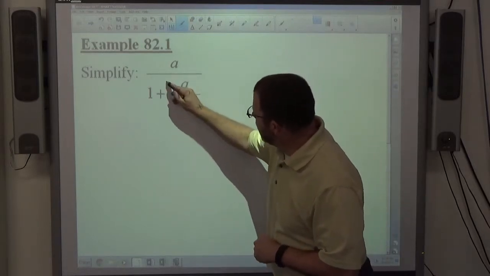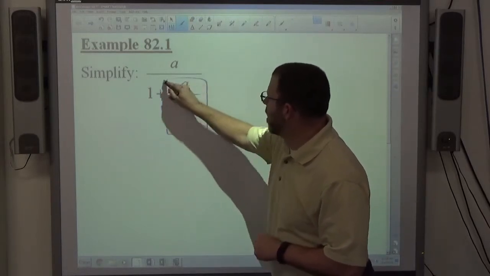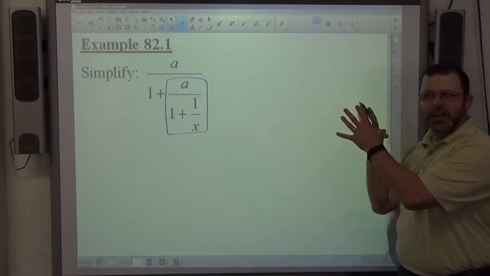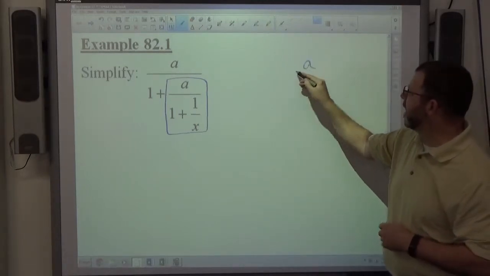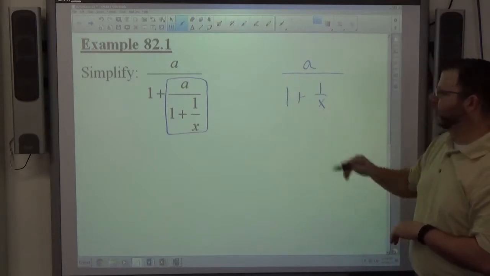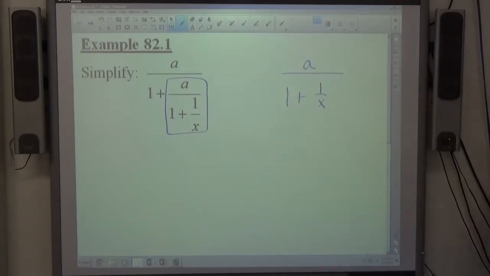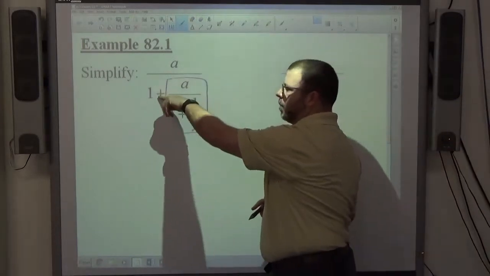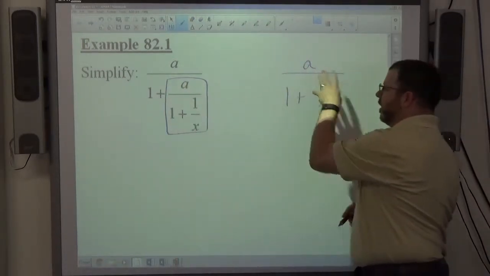We've already done problems that look like that before. So let me just extract that from this problem real quick so we can take a look at that without looking at the whole problem at once. A over 1 plus 1 over x. So we just focus on that. Ignore the a up here and the 1 plus there, and just focus on this little bit here and take a look at that.